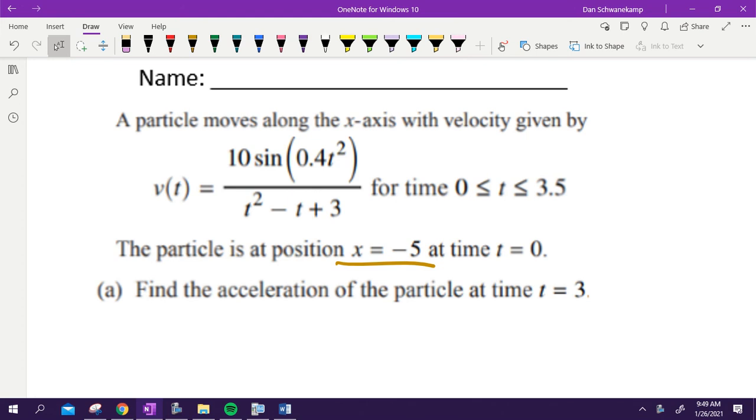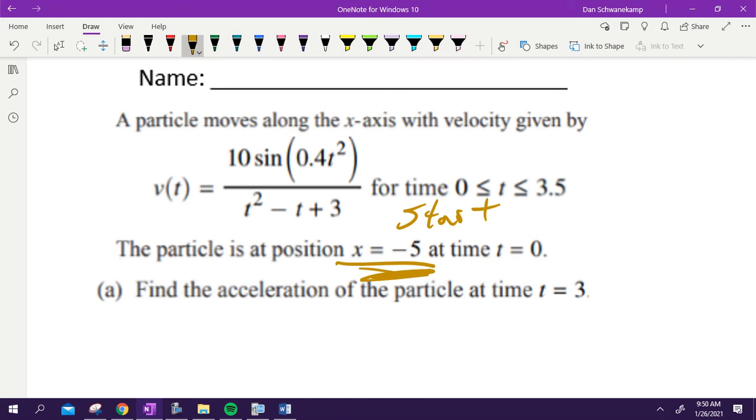A particle moves along the x-axis. They gave me velocity. They told me that the particle is at position x equals -5 at t equals 0. So this is my starting position. That's the reason why they gave this to me. That's my start. Find the acceleration of the particle at time t equals 3.